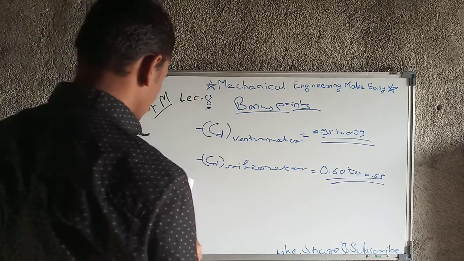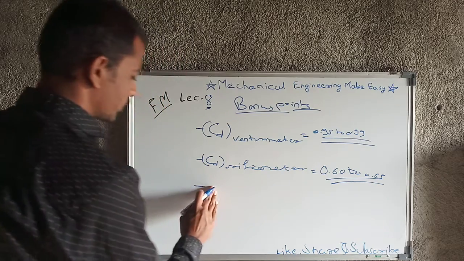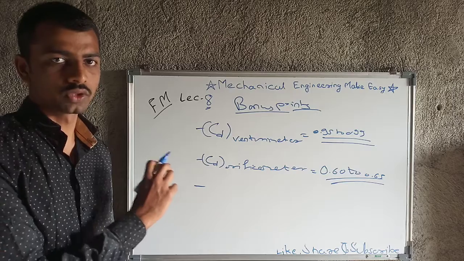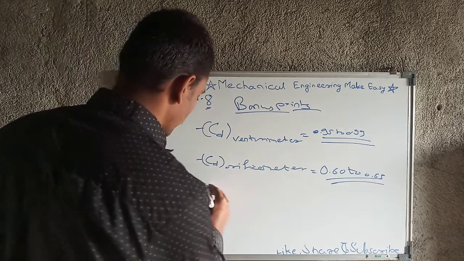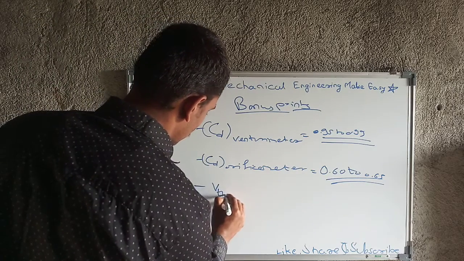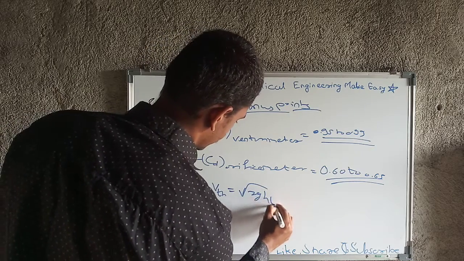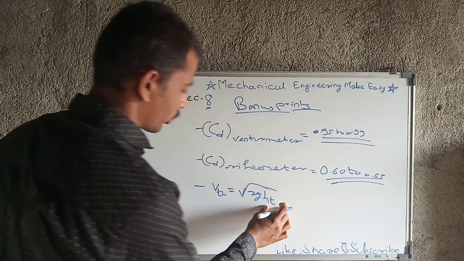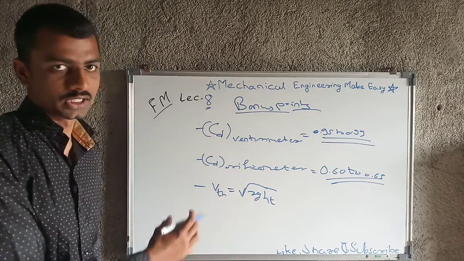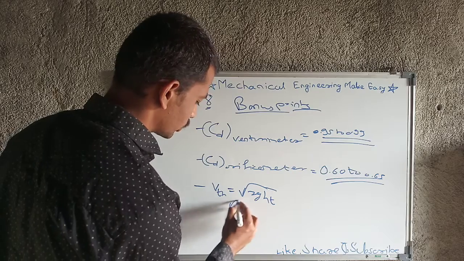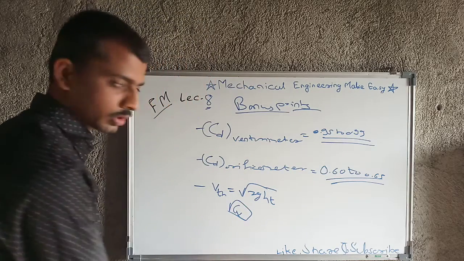Next parameter is theoretical velocity. As we have seen the equation of the pitot tube, velocity equals CV under root 2gh. So theoretical velocity has the equation under root of 2ght, where ht means theoretical head. This is the theoretical velocity, and if we have to calculate the practical velocity, then the coefficient of velocity will be added in that equation.